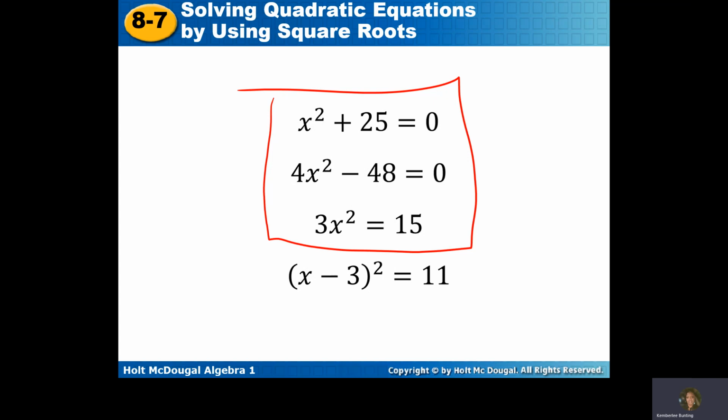Because of the way the standards are structured, we didn't talk about completing the square and how to convert a quadratic to vertex form, but that's okay, it doesn't matter. When it's in that format as well, the very last one, if you were to expand the left-hand side of the equation, you would have that x term. But as long as it's set up like a perfect square, the quantity of x minus 3 squared equals 11, you can use square roots to solve it. I'm about to show you how momentarily.